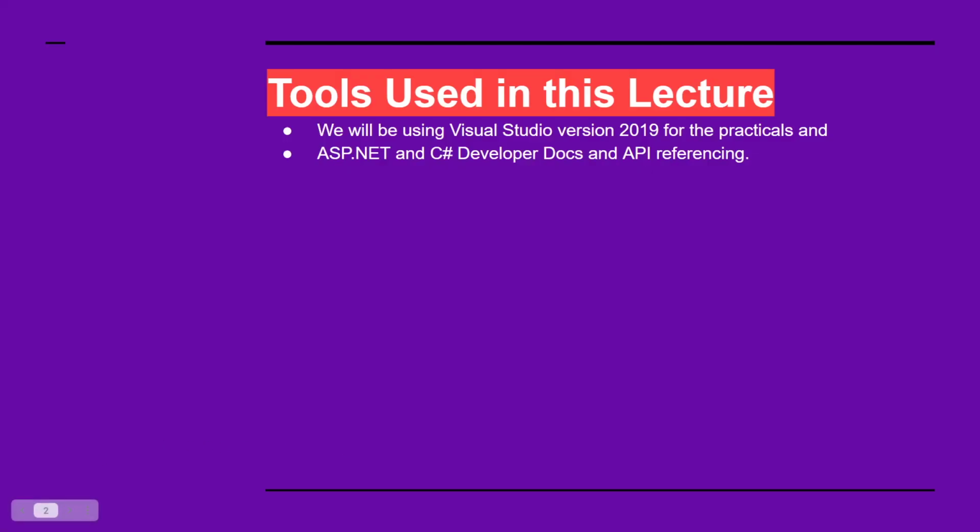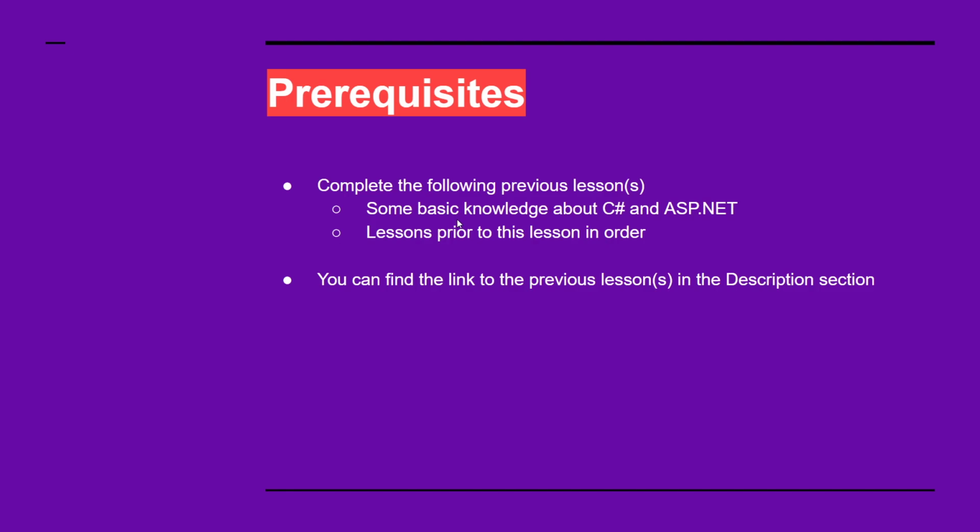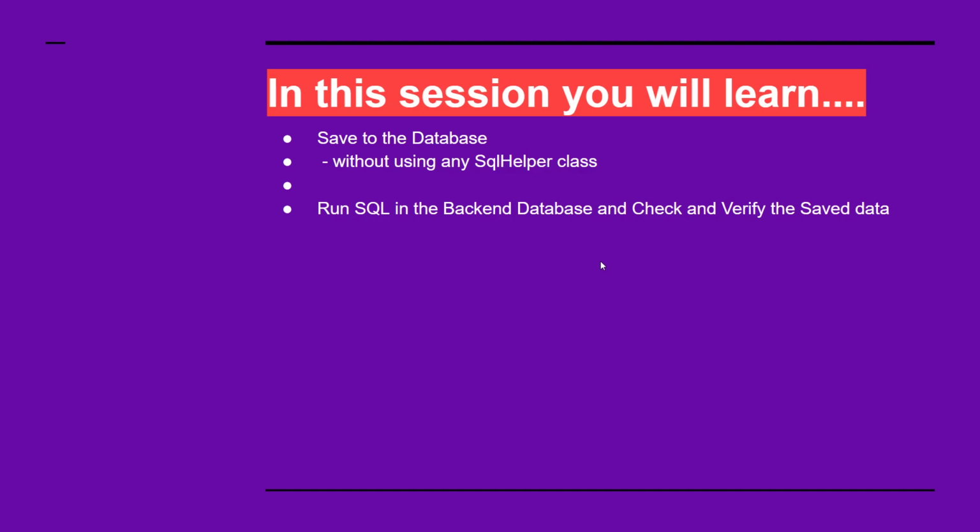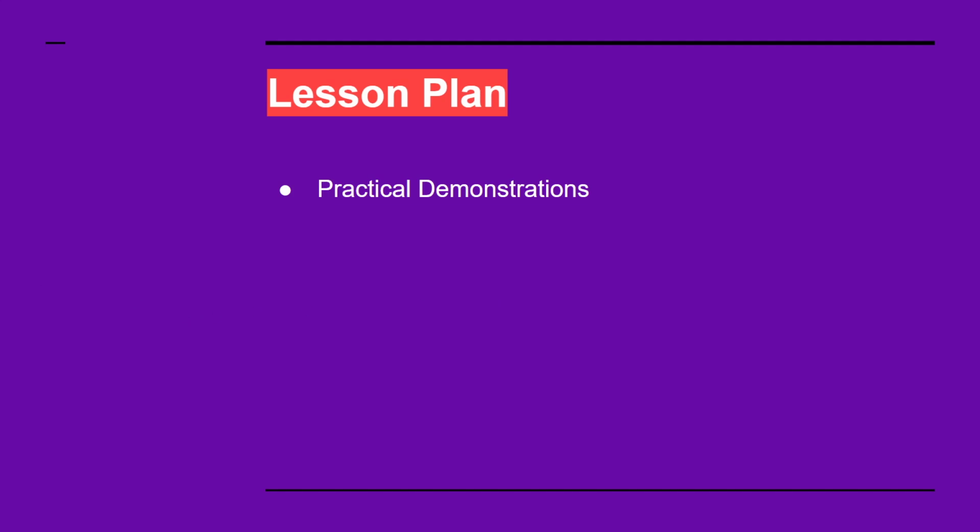We'll be using these tools for this lecture, and make sure that you cover these prerequisites before you do this lecture. In this session you will be learning how to save the user respondent registration details to the database, and here we will be doing it without using any SQL helper class. In another lesson after this we will use a SQL helper class, and after this we will run SQL in the backend and check whether the data has been saved. As usual, it's going to be practical demonstrations. So now let's go and do the practical.